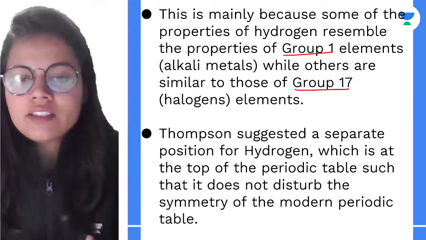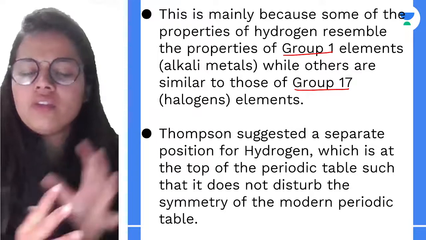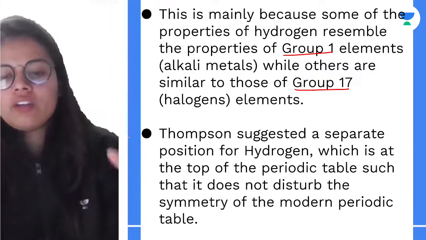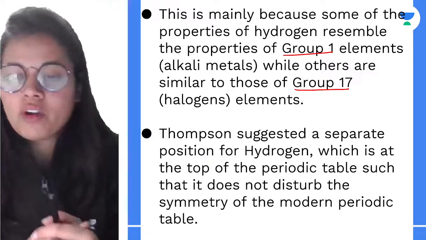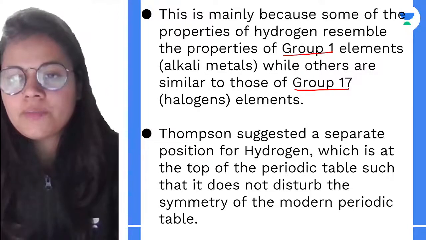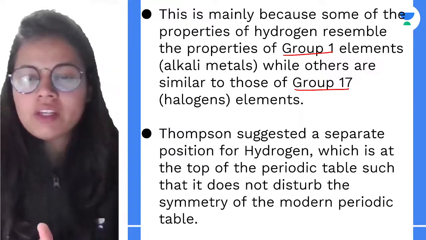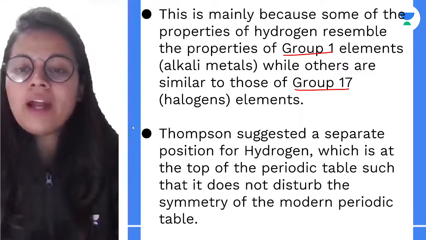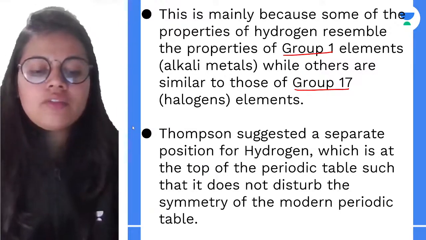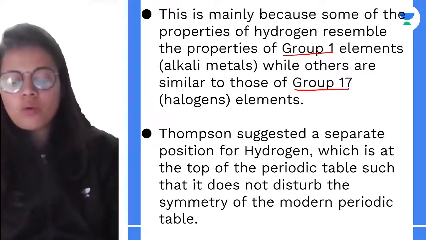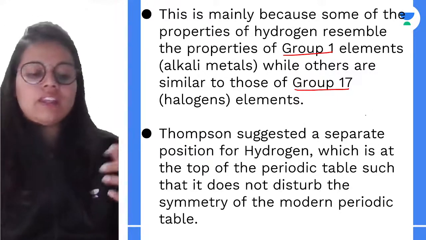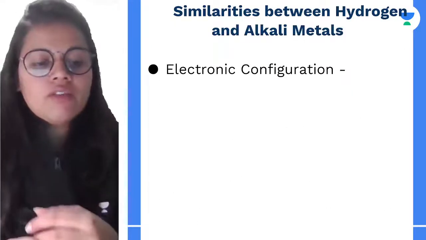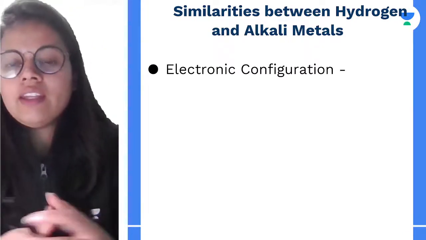Now there was a scientist named Thomson. He said that we should keep it at a separate position, so that the whole symmetry of our modern periodic table does not get disturbed. So although it is placed in the first period of the first group, the position is still a matter of controversy, a kind of confusion. Let's see what properties are common with the alkali metals and with the halogens. We will first discuss hydrogen and alkali metals.